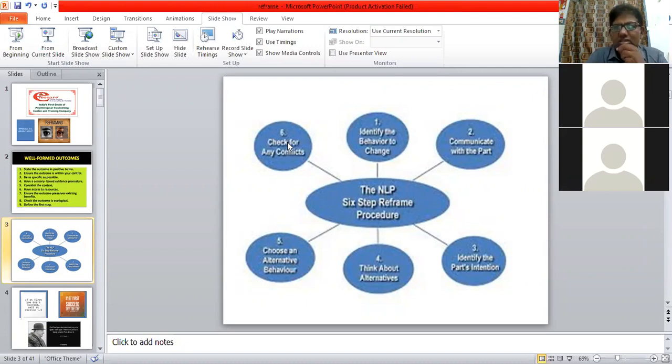Okay, this is how the six-step reframe works in NLP, and this is what we are going to do now. Before doing that, let us talk with people. I will clarify two aspects. One is how we can identify that we are communicating with the part. That is the one thing I will address. Other than that, whatever doubt you have, you can ask. Now, first, let me address the concern of Chavi.